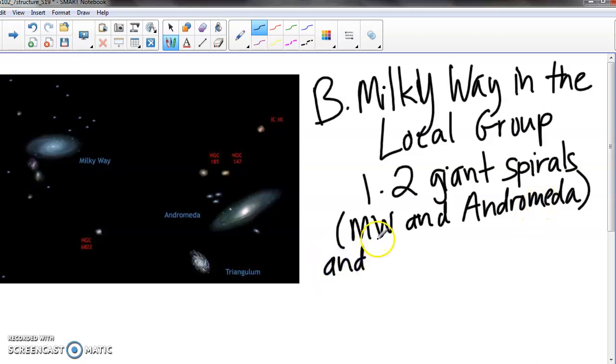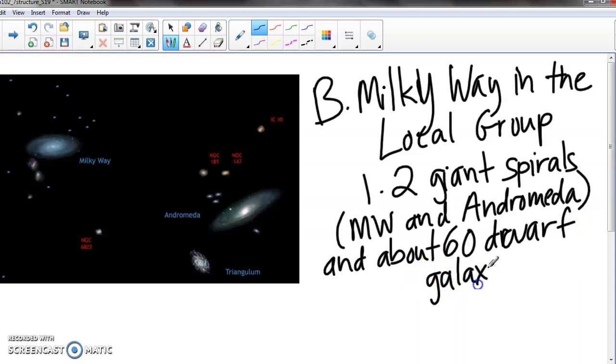And these dwarf galaxies would be slightly bigger than the protogalaxies. Okay, so we have different levels. We have globular clusters, which are groups of stars. We have protogalaxies. Then we have these dwarf galaxies, and we think there are about 60, although that number keeps changing because we keep finding others. About 60 dwarf galaxies, some bigger than others, right? So here's a picture of the local group.